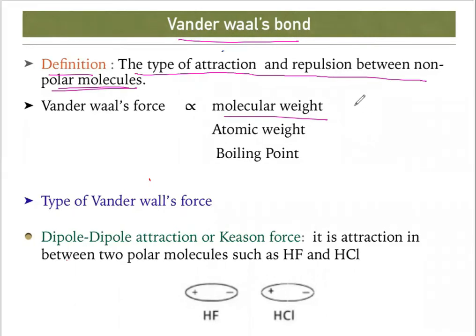You can think of examples like xenon, krypton, or neon. These are all single atomic gases. So here xenon has more van der Waals force than krypton or neon. Next factor, van der Waals force is directly proportional to the atomic weight. So the more the atomic weight, the more the van der Waals force of attraction, and that is directly proportional to the boiling point. Remember, that means the more the van der Waals force, the higher the boiling point of the compound will be.